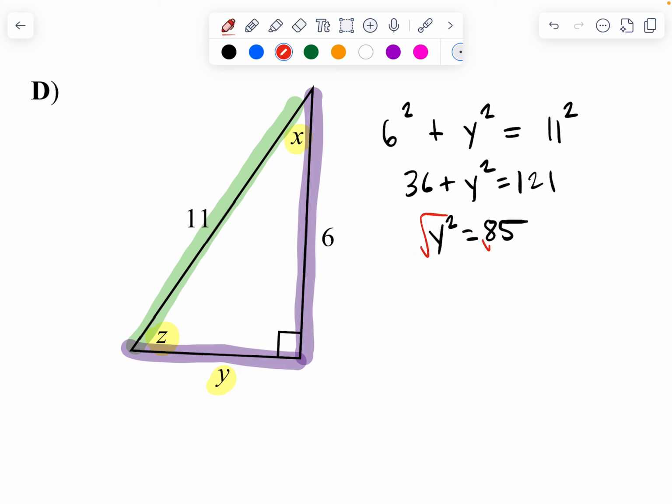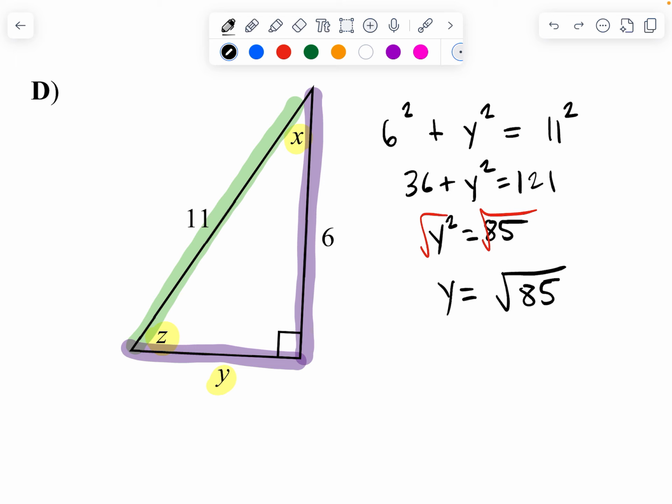We undo squares with square roots. Now, technically you have plus minus, but we're talking lengths here. It wouldn't make sense to have a negative length. So you're just going to have y equals square root of 85. Now 85 is the same thing as 5 times 17. That square root is not going to simplify, so that is as good as it gets.